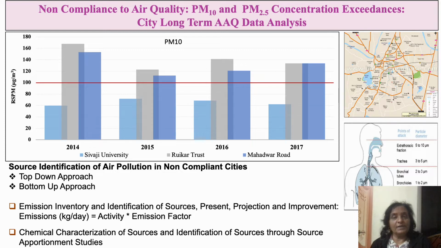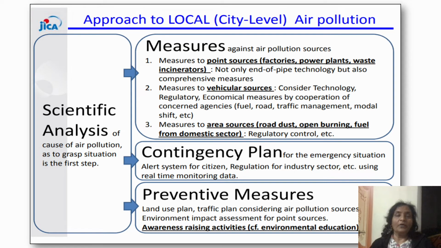Apart from this, there is another option we can do by source apportionment studies. These studies take into account the chemical characterization of the particulate matter that is being monitored through sampling at various places in the city, and then identify the sources through chemical characterization. This is a scientific analysis for estimating the cause of air pollution.